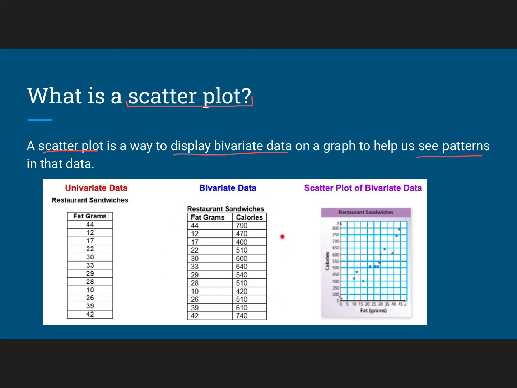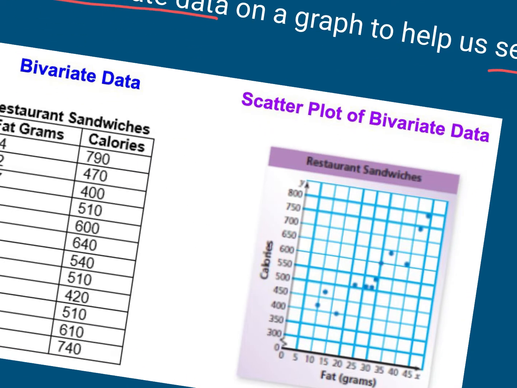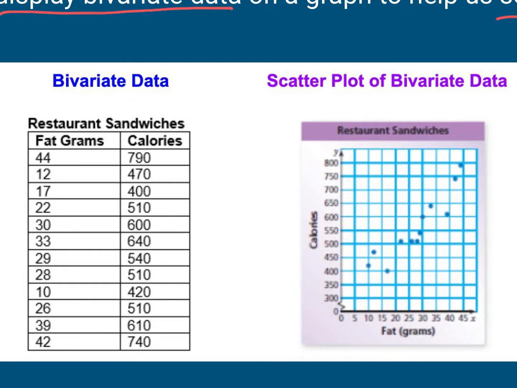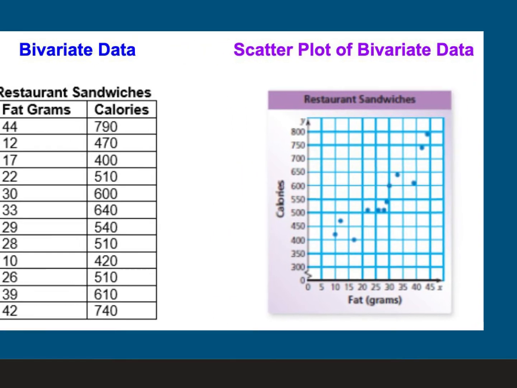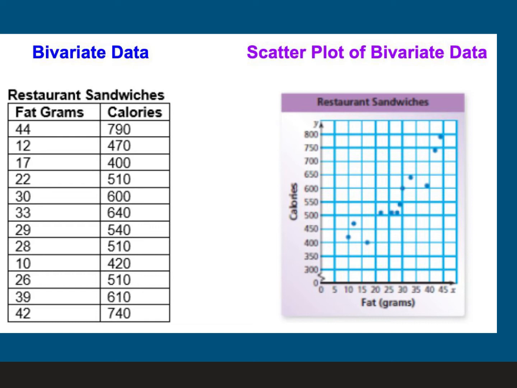And we can take this bivariate data and create a scatter plot. When we do this by comparing, we have our calories over here, our fat grams over here, and then we just plot the points for each piece of data. So there are 12 pieces of data, and you can see that over here I have 12 points. So each dot represents one of these.